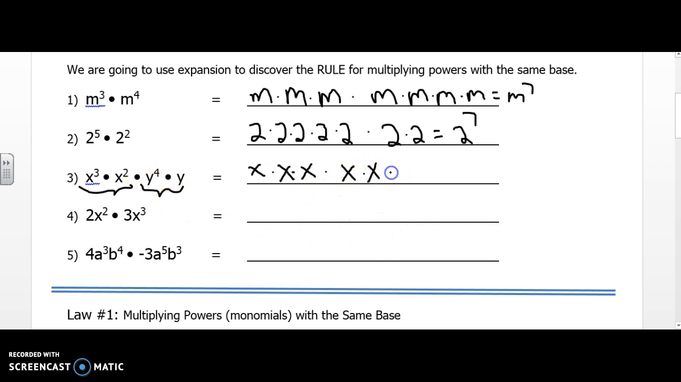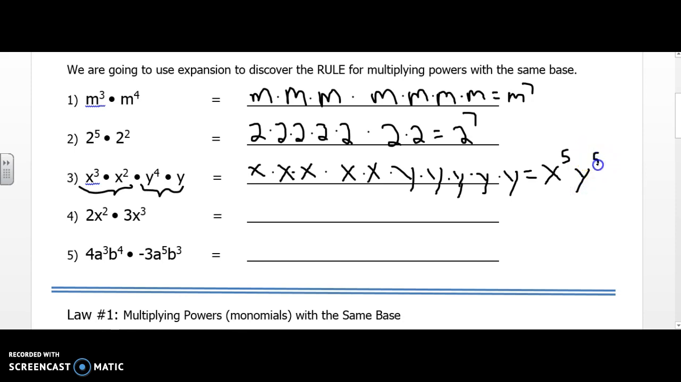Y to the fourth, well, that's y 4 times, so y times y times y times y. It's a little sad y there. Okay, and then we have just times y, so we just have one more y. And again, if we want to write this using exponents, we can go ahead and just count how many we have. We have 1, 2, 3, 4, 5 x's, so that's going to be x to the 5th. And then for y, we have 1, 2, 3, 4, 5 y's, y to the 5th.